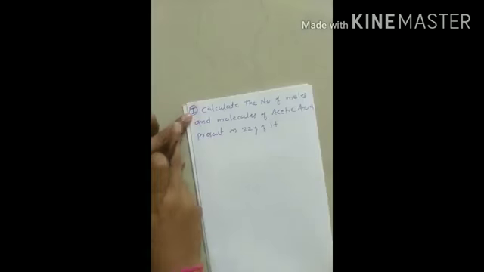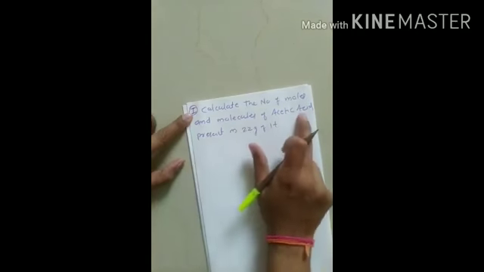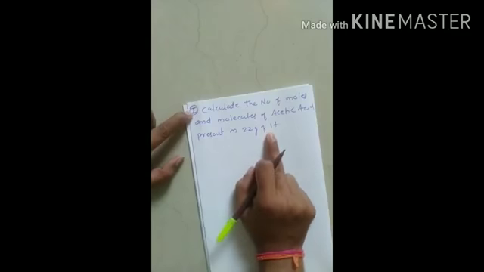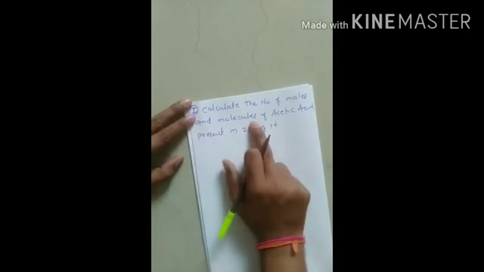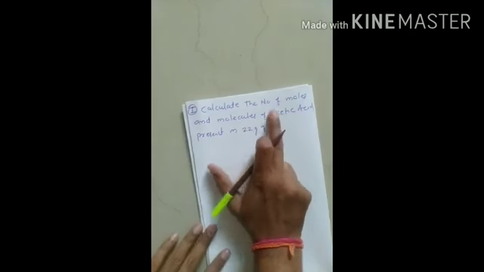So question number I is like this: calculate the number of moles and molecules of acetic acid present in 22 gram of it. If you read the question carefully, you will come to know that if you are able to calculate the number of moles, you will get the number of molecules by using the simple formula, number of molecules equal to number of moles into Avogadro's constant, isn't it? So the only thing is that we have to calculate the number of moles here.